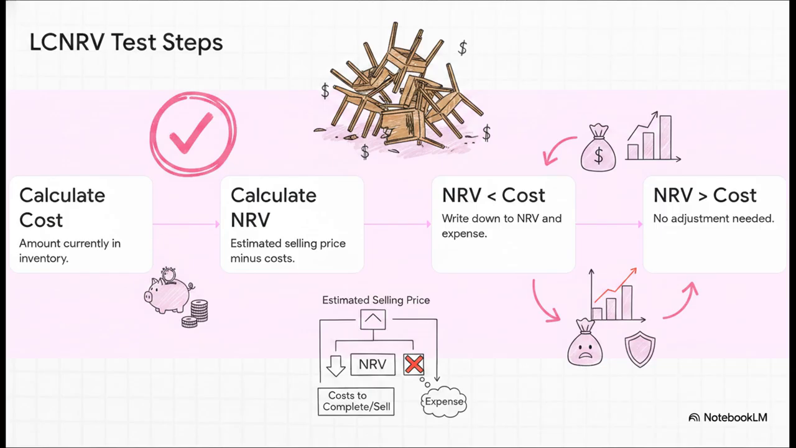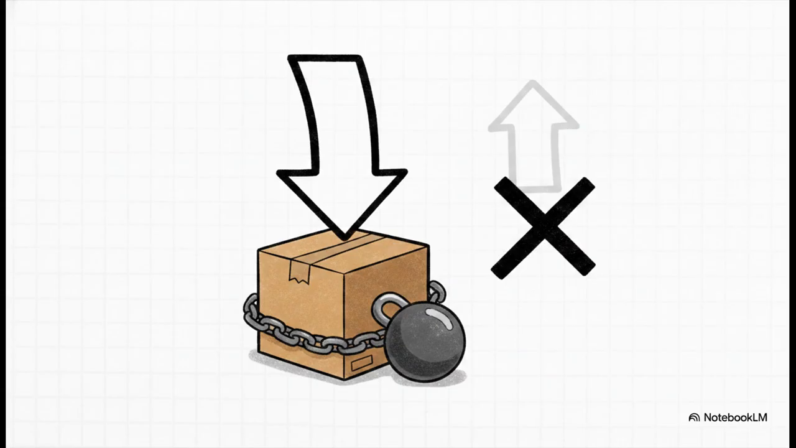But step 4, if NRV is higher than your cost, you do absolutely nothing. You keep it safely recorded at historical cost. Now, hear this loud and clear. Under US GAAP, inventory write-downs are permanent. This connects directly back to the conservatism principle in accounting. GAAP prefers that you anticipate and record your losses immediately, but it strictly demands that you never anticipate gains until they are actually realized through a sale.